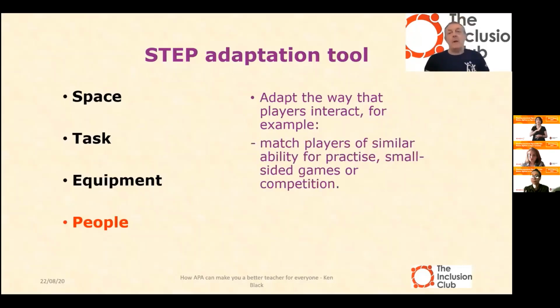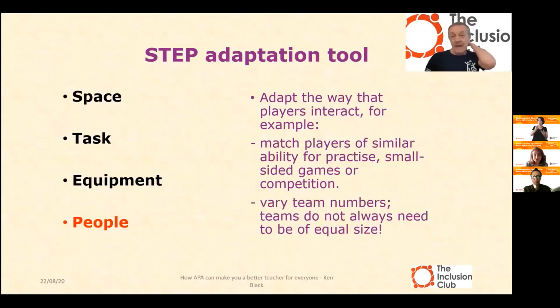So, for example, we can match players of similar ability for practice in small-sided games or in competition. So as I mentioned in the example under space, we could put players of similar abilities together in certain parts of the playing area. And they play against people who have similar skills. And that can help to involve them more in the game. If people who are still developing their skills are always playing with or against people whose skill level is higher, then sometimes they never get involved in the game because the skillful players dominate.